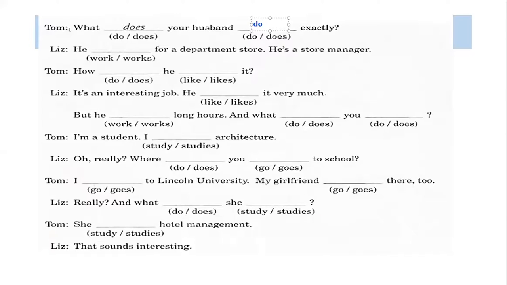What is the best option, Vilma? He works for a department store. He's a store manager. Good. Julio, what do you have in the next one? How does he like it? Very good. Excellent. Right. Now let's go with the next one here.